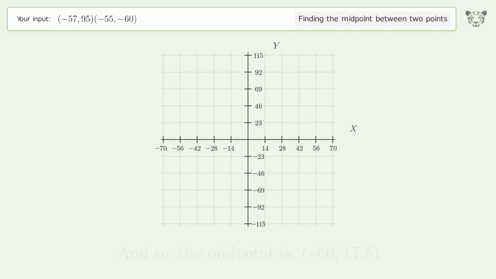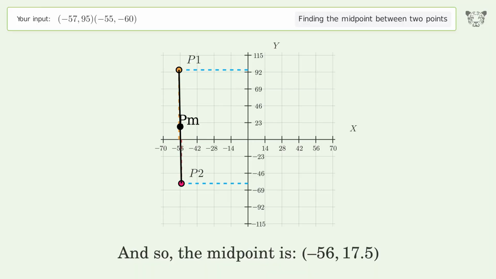And so, the midpoint is negative 56, 17.5.